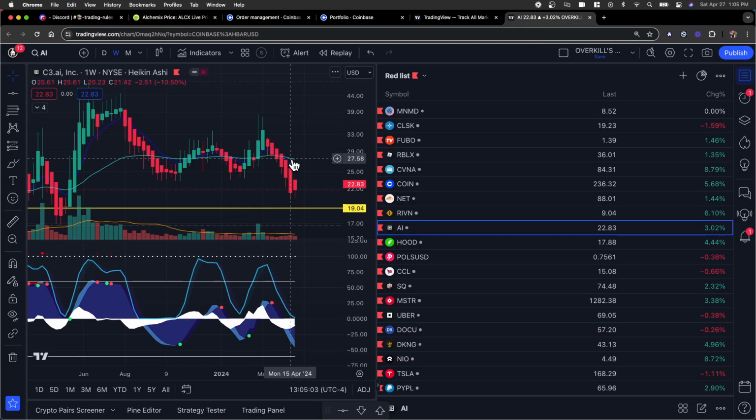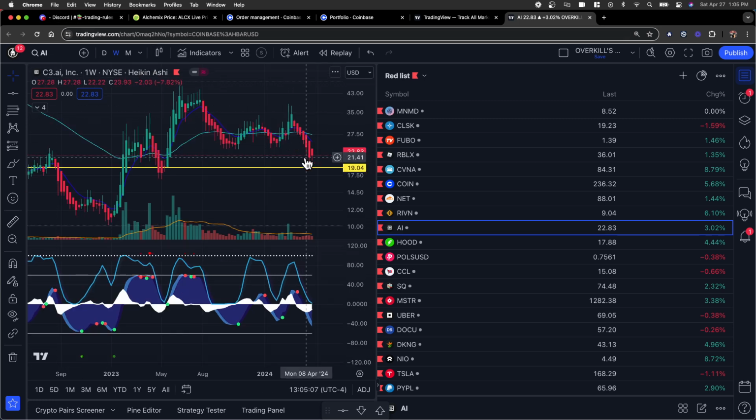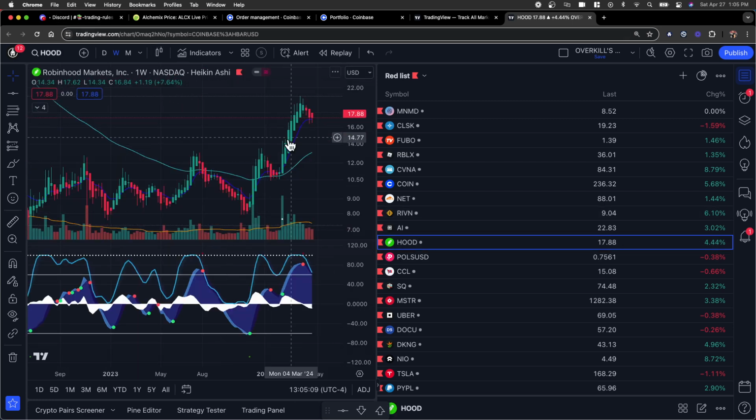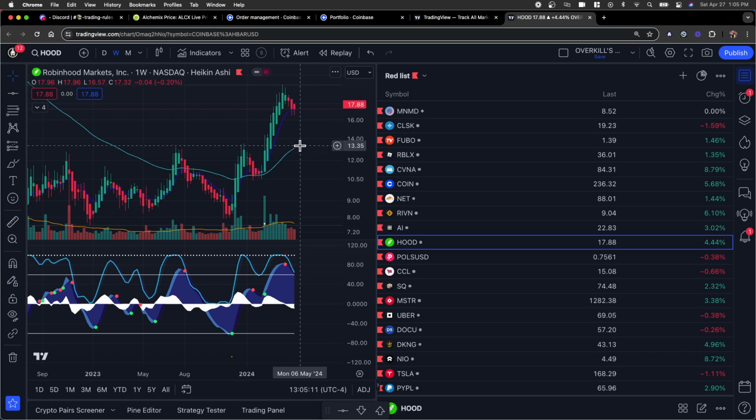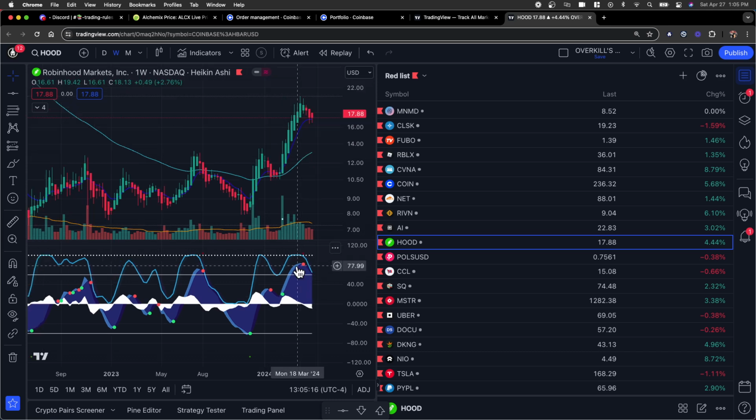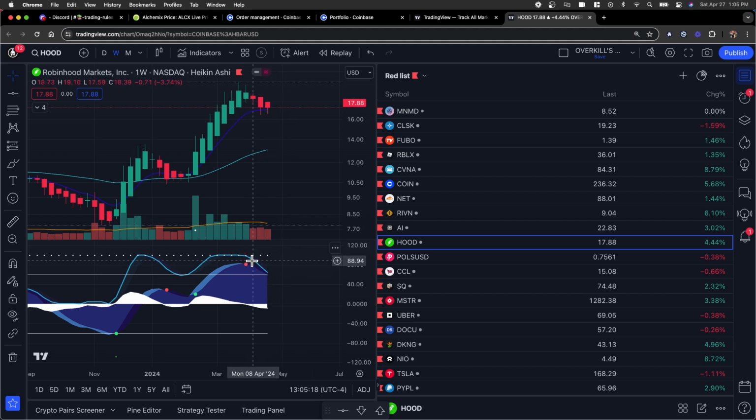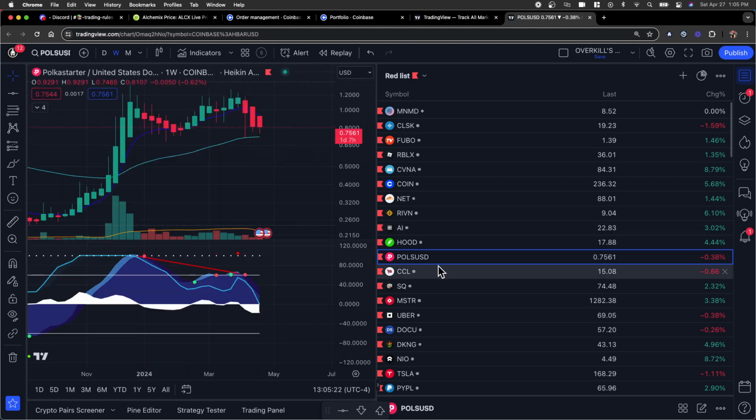AI is below its 50-week moving average. It is below the 50 week there. Meaning we don't want to touch it. It would be breaking our rule. Robinhood I like, but I want it to come down to 13 and touch the 50. We're just too far, right? The wave is too far up there. We don't want to buy the top of the wave. We want to buy the bottom of the wave. We're very picky about what we buy.